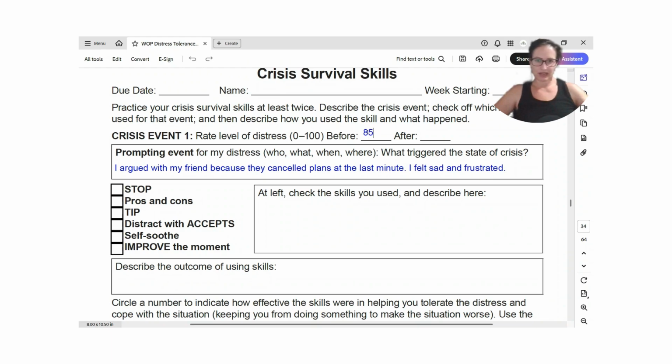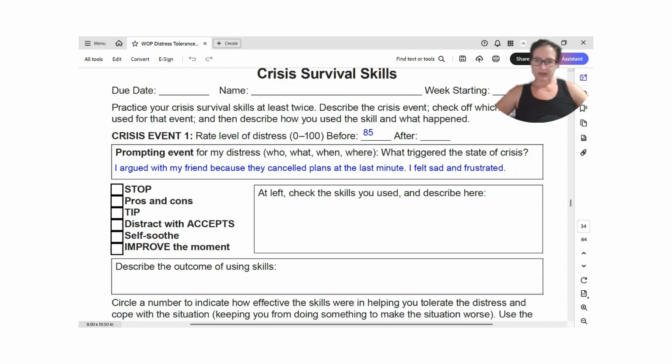Next, what we want to do is rate your level of distress before you used skills. I'm going to pop in an 85 here out of 100. In order to work out your level of distress, it can be really helpful to anchor where your 0 and your 100 is. So a 0 level of distress is the calmest, most peaceful moment you've ever had, whereas a 100 level of distress is the most distressing moment you've ever experienced. So use those as anchors to work out how distressed you were after the prompting event and before you used skills.